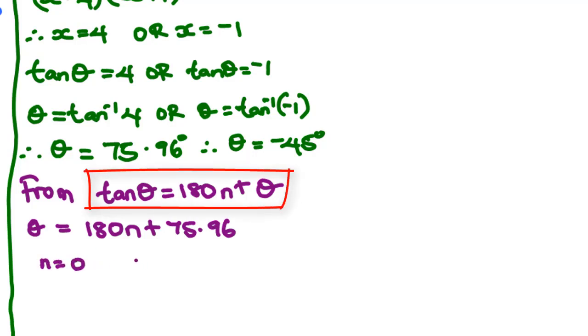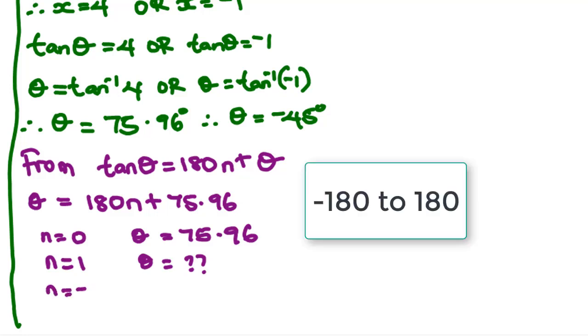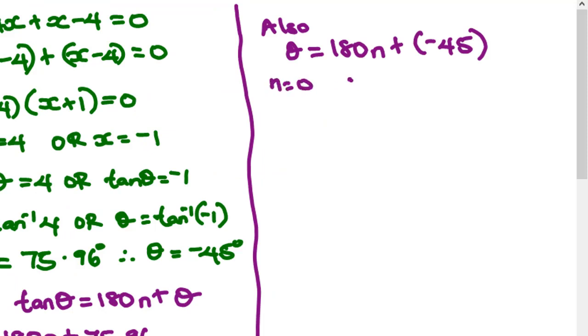When we substitute in our first principal value, which is 75.96, when n is equal to 0, we obtain theta as 75.96. Now when n is equal to 1, you obtain theta which is outside range. Now remember, our range was negative 180 to 180. That means we also have to apply n is equal to negative 1, because the range extends to the negative side. And when you apply n is equal to negative 1 in that equation, you obtain negative 104.4 degrees. And those are the only two angles for the principal value 75.96.